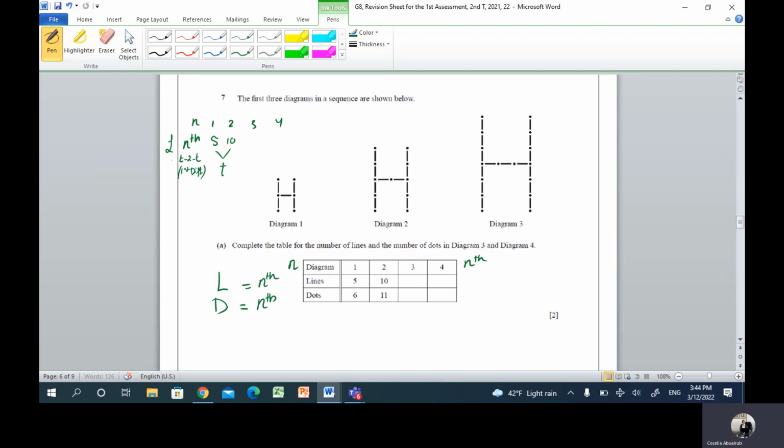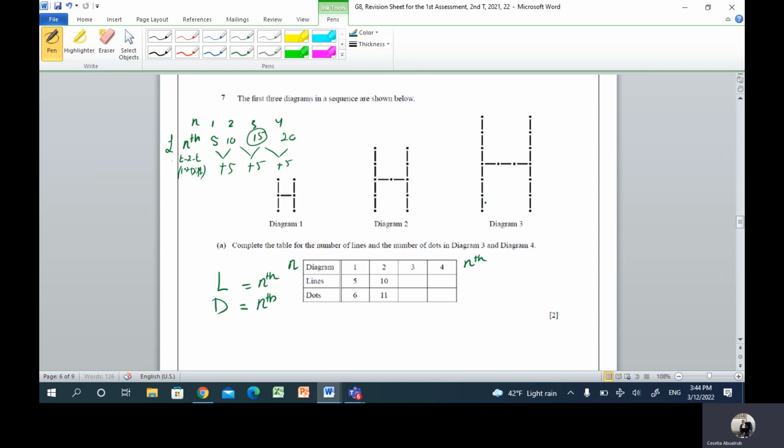Okay, so we're adding 5. So if we add 5 here as well, this one will be 15. And if we add 5 once again, this one will be 20. Let's check on the third diagram. Did we get this right?